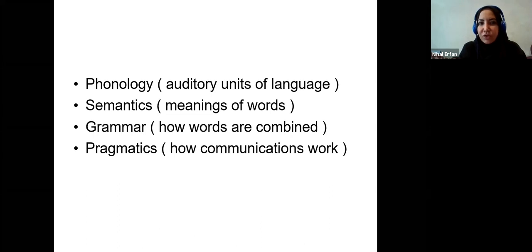Okay. The phonology is how you learn how to read, is to recognize the auditory unit of a language. So what does it sound like? What does it mean? How do you combine it? And then the pragmatics is how do you communicate? Okay. And it also involves things like body language, like your eye contact. So these kind of things all are in pragmatics.